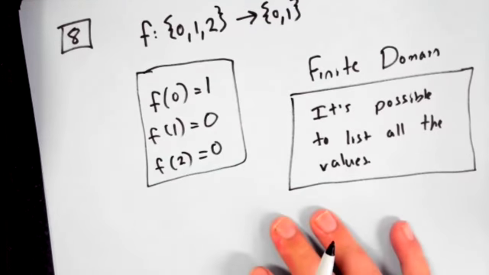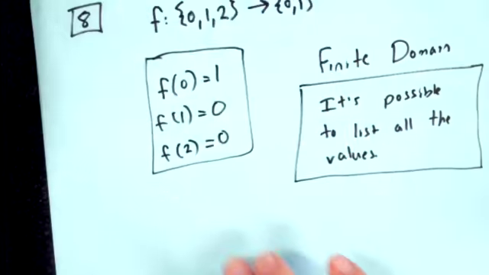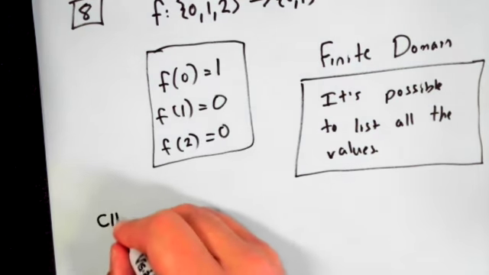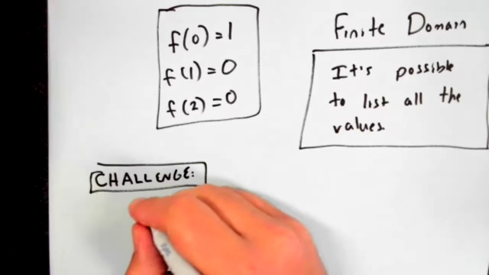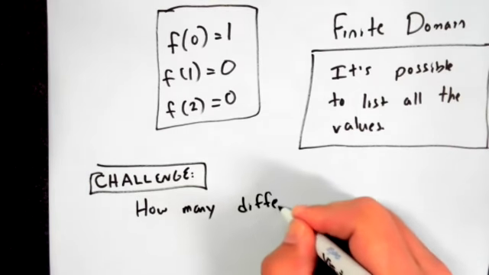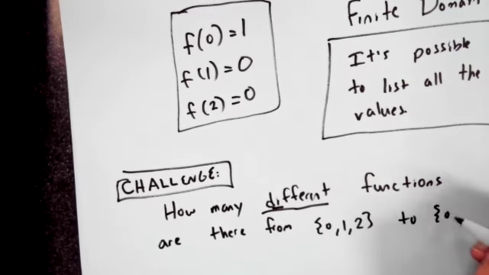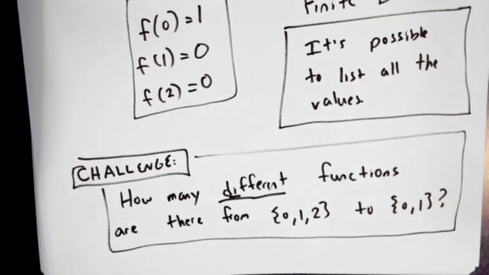So now here's my challenge to you. I'm going to give you a few minutes to think about this, and then we'll come back and discuss it. How many different functions are there from the set {0, 1, 2} to the set {0, 1}? Do you understand the challenge? How many different functions are there from the set {0, 1, 2} to {0, 1}?